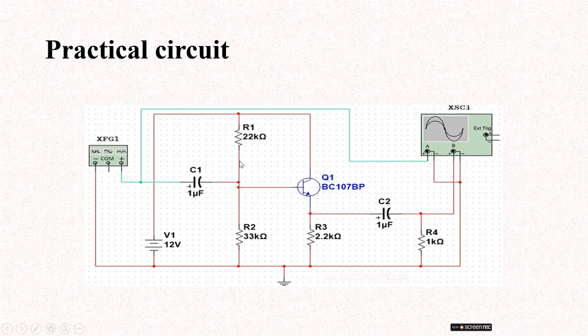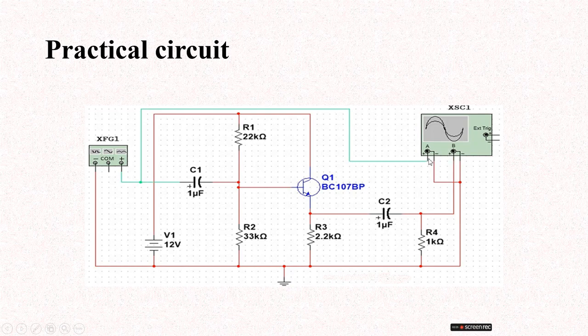The base voltage divider resistor values are R1, 22 kilo ohm, and R2, 33 kilo ohm. The coupling capacitors C1 and C2 are 1 microfarad, and the RE resistor is 2.2 kilo ohm. The transistor is an NPN transistor, BC107, connected to the signal generator, and for measuring purposes we use an oscilloscope.